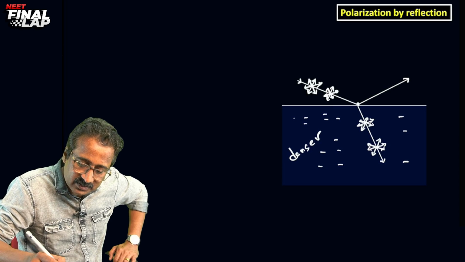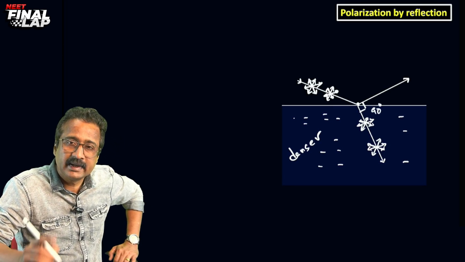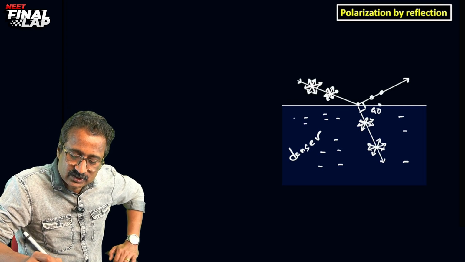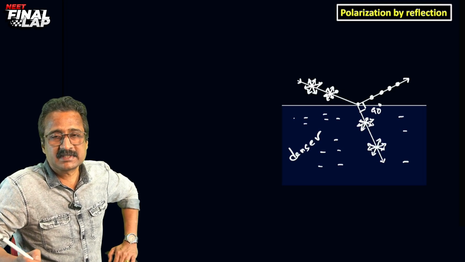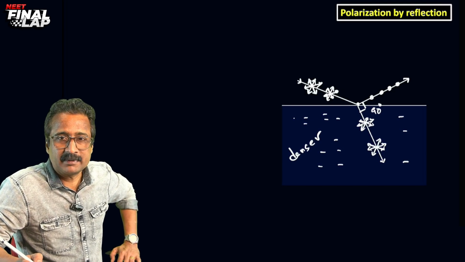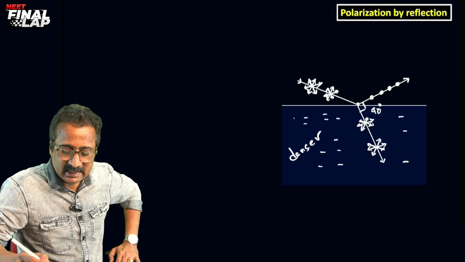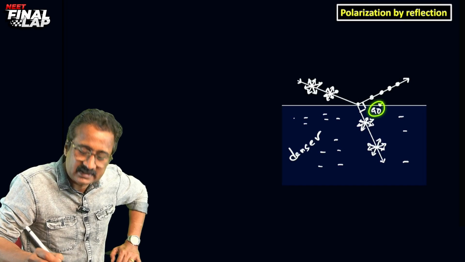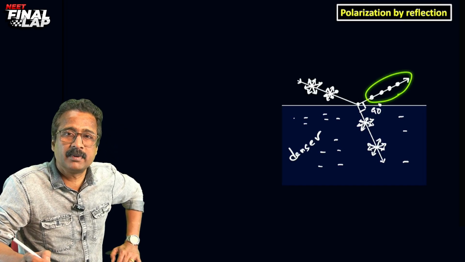So let me illustrate it here. Suppose this angle is 90 degree in the figure. Remember, it happens only when this angle is 90 degree. In that case, the vibrations will be limited to a single direction in partially reflected light. If something like this is happening, this is called polarization by reflection. So this happens only when the reflected light and refracted light are perpendicular to each other. In that case, if you look at this light, it is completely polarized.